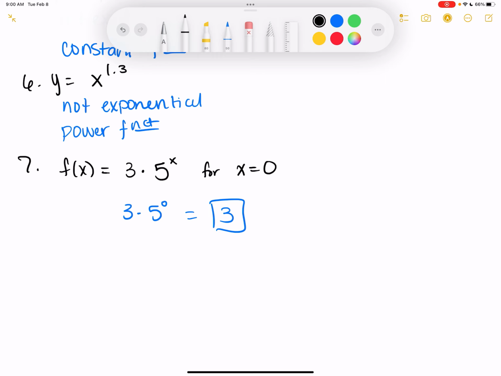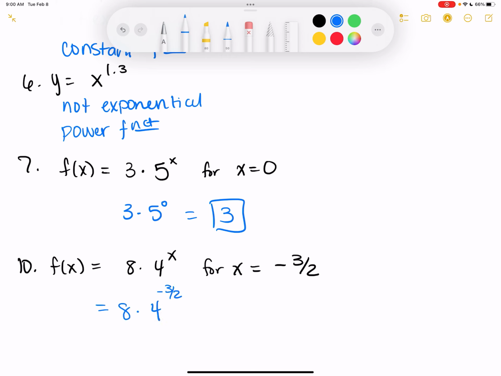Okay, 10. I'm going to actually read the correct problem this time. Number 10 is f of x is equal to 8 times 4 to the x for x equal to negative 3 halves. This is the easiest thing I think we've done all year. Other than the fact that the exponent is a fraction, negative 3 halves. So we're plugging it in. So 8 times 4 to the negative 3 halves. I don't even know how to do that.